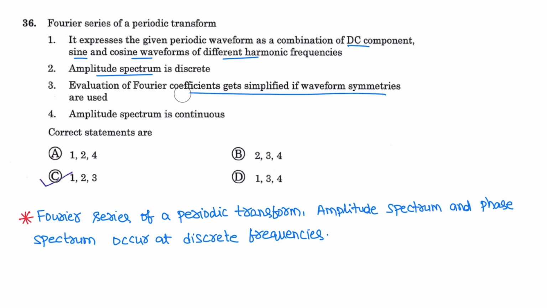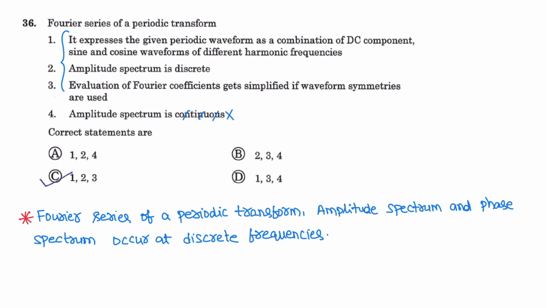Next, statement 4. Amplitude spectrum is continuous. So this is false. The amplitude spectrum is discrete. The Fourier series of a periodic waveform has amplitude spectrum at discrete frequencies as well as phase spectrum at discrete frequencies. It is not continuous. So correct option is 1, 2, 3. So statements 1, 2, 3 are correct and statement 4 is wrong.